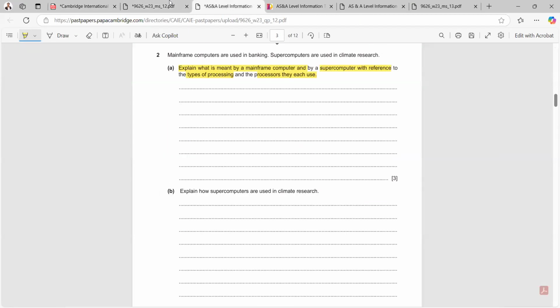इसमें आपके पास ये भी आ गया कि मेनफ्रेम कंप्यूटर सुपरकंप्यूटर के रेफरेंस से क्या है और आपके पास प्रोसेसिंग और प्रोसेसर कौन से यूज हो रहे हैं. क्योंकि अगर इस क्वेश्चन में आप सिर्फ डेफिनेशन लिख दोगे तो गलत हो जाएगा. उन्होंने कहा हुआ है कि आपको रेफरेंस के साथ बात करनी है.